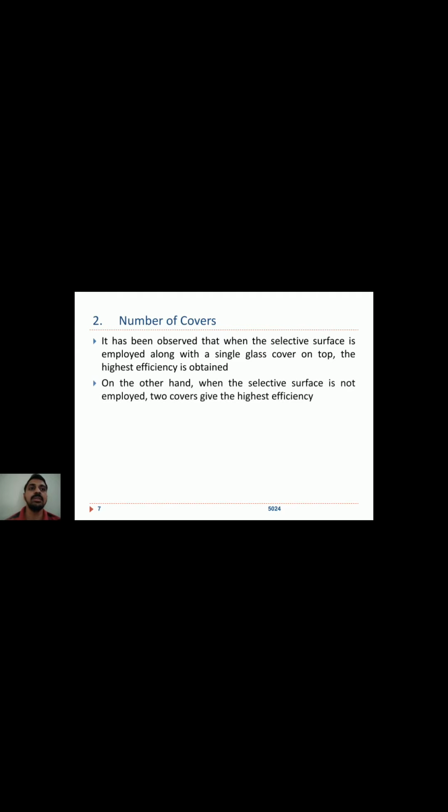On the other hand, when the selective surface is not employed, you may have to employ two glass covers to give the highest efficiency. So the number of covers and the selective surface should be used in combination. If there is only a glass cover, a selective surface must be used to get higher efficiency. If a selective surface is not possible to employ, then you have to use two glass covers. So the effect is directly linked with that transmissivity-absorptivity product, tau alpha.